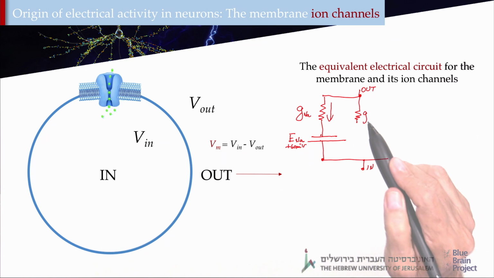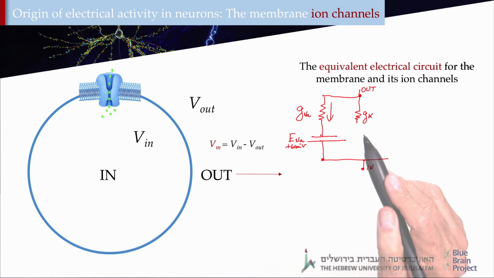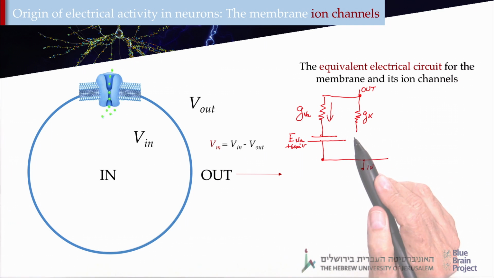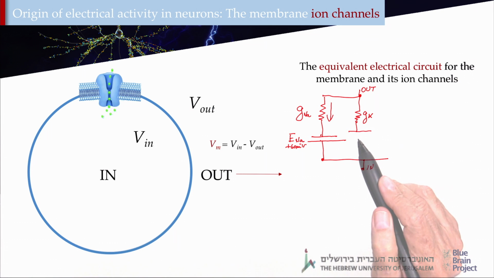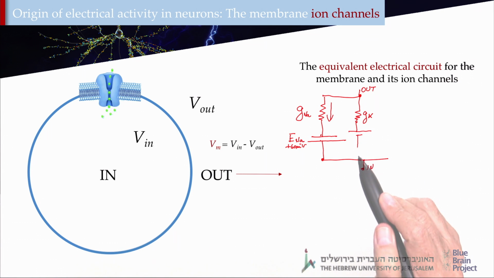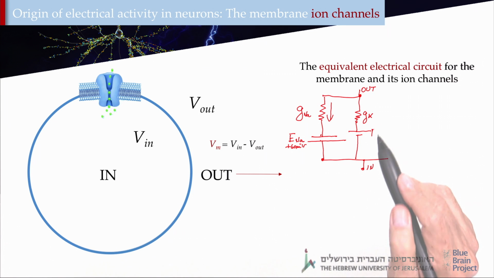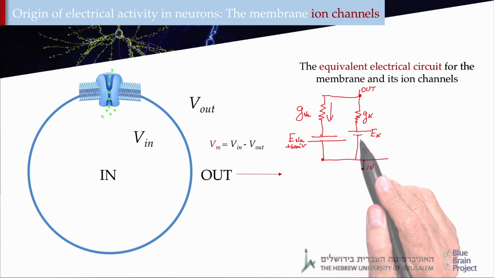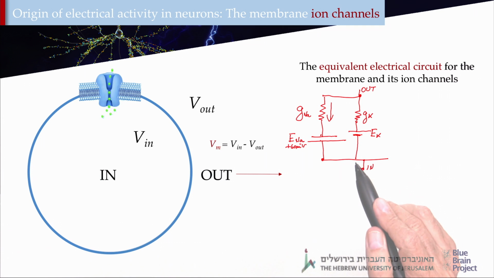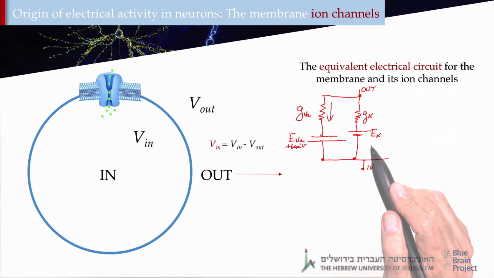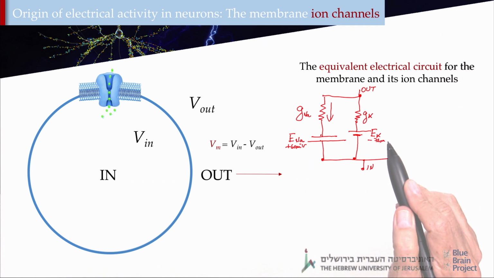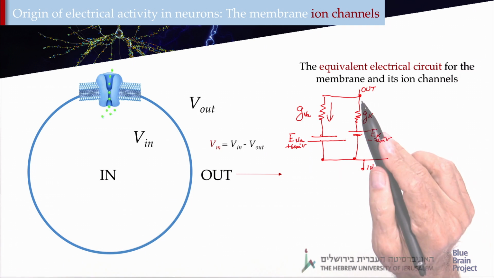Let's look now at the potassium. So this is the total conductance of all ion channels for the potassium, and this will be the potassium battery, or the Nernst potential for the potassium. You can see now that the negative part of the battery is directed towards the inside. This is something on the order of, as we said, 72 millivolts or something like that.